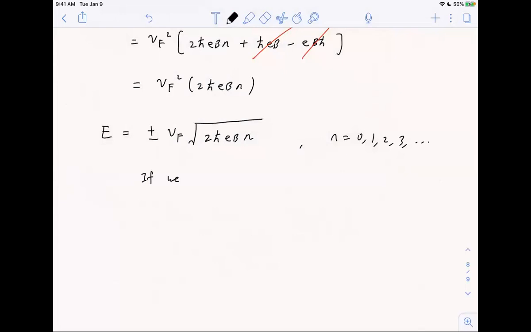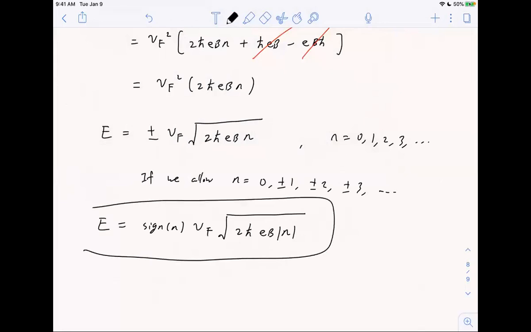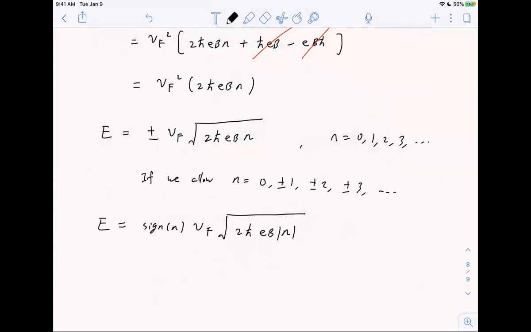If we allow n equal to 0, plus and minus 1, plus and minus 2, plus and minus 3, then we can make it like this: the sign of n, and then VF, 2H EB in absolute value. Okay, so this is usually the equation that you see in the literature.